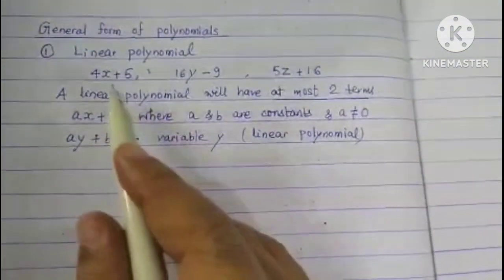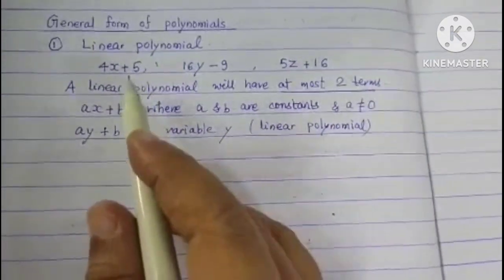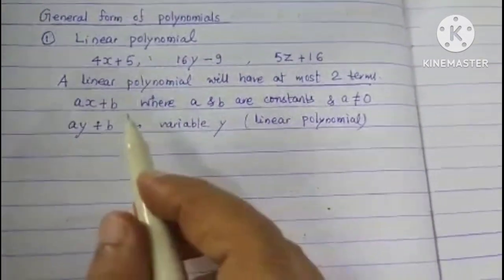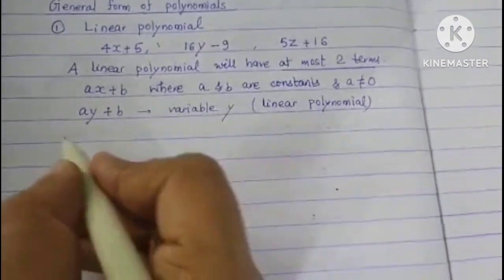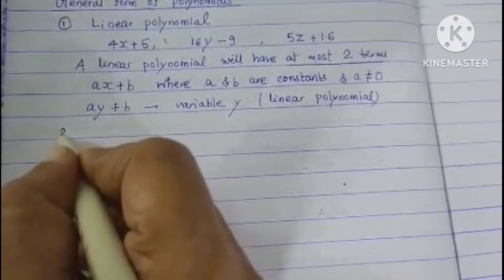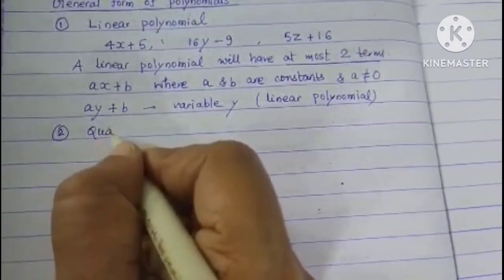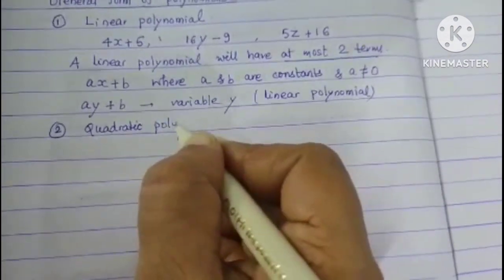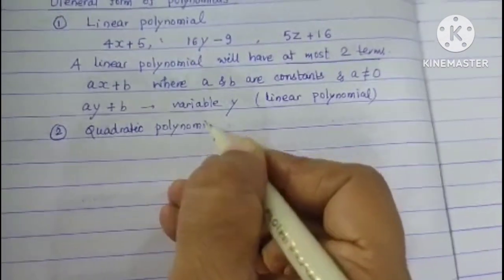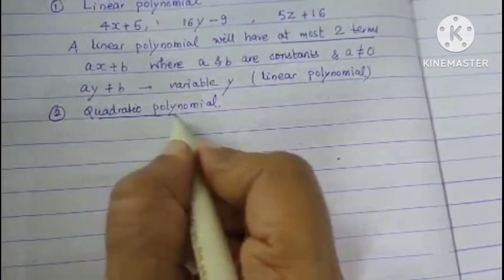So a linear polynomial will have at most two terms, which we have understood through examples, and the general form will be ax plus b, where a and b are constants. Now let us understand the next one. Next one will be our quadratic polynomials.